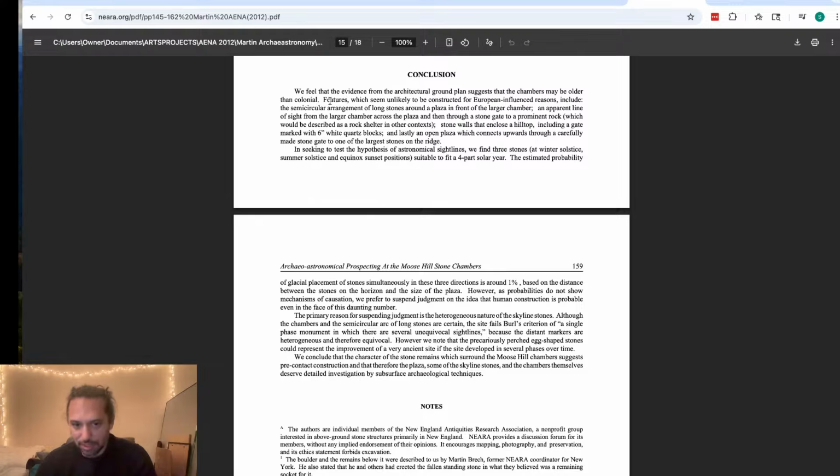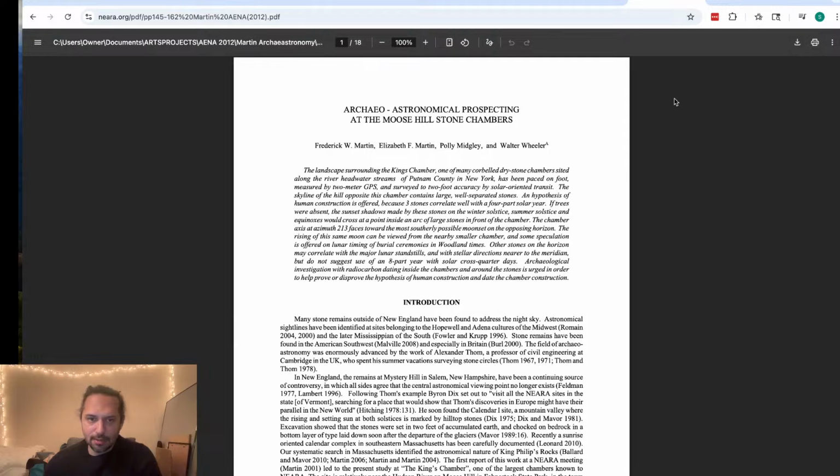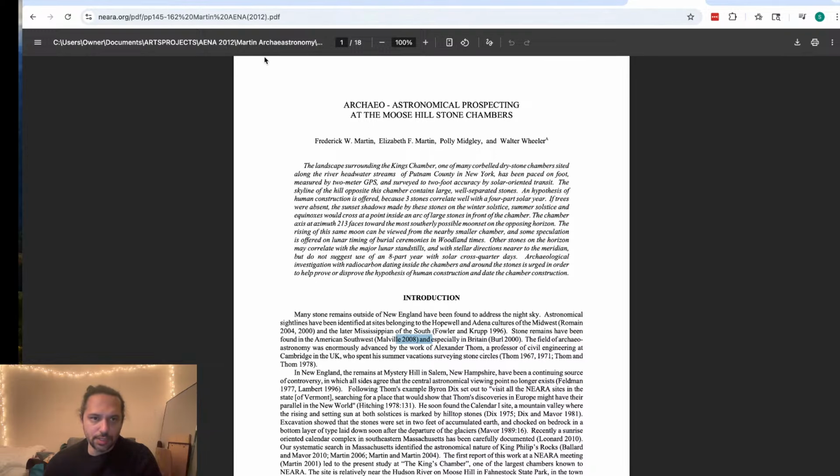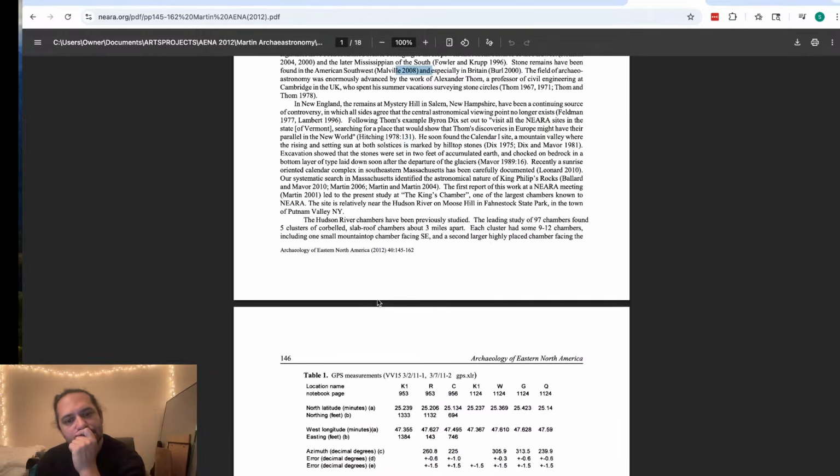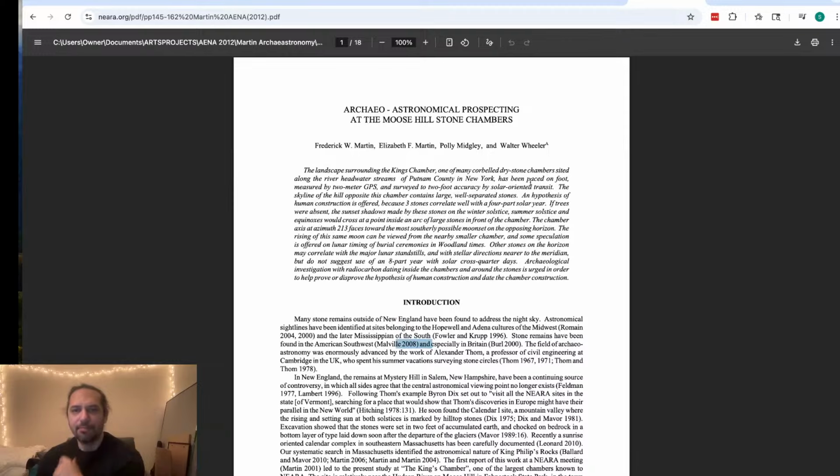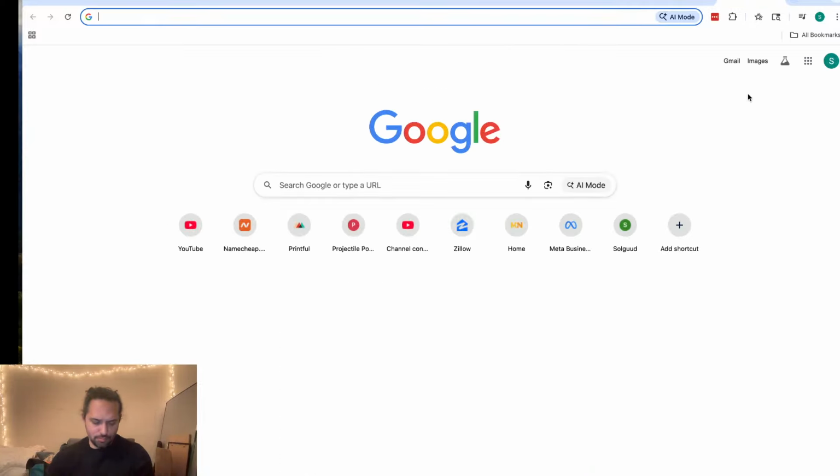Let's look at this time. Oh, references. Now, when was this published? Let's see. Go up. When was this published? Oh, that's a 2008. So it's recent. Oh, it says in the title, 2012. Okay, let's see where Moose Hill is. Moose Hill Stone Chamber.